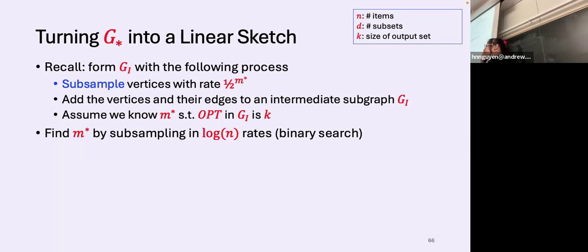We can do the standard thing where we can just find M star by subsampling in like log n rates. This is essentially like binary searching for the correct rate, right? And you run all these parallel instances, and then you just pick the best instance at the end.